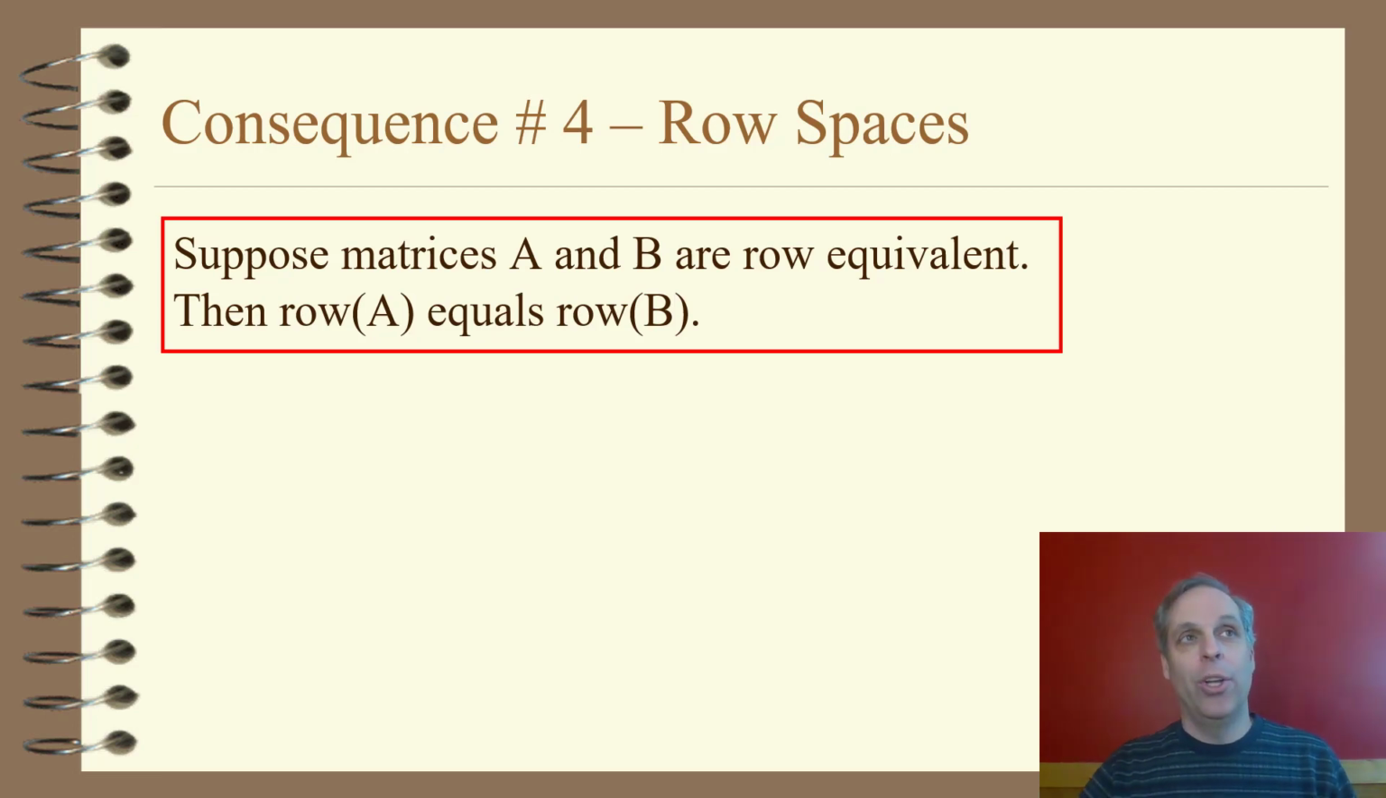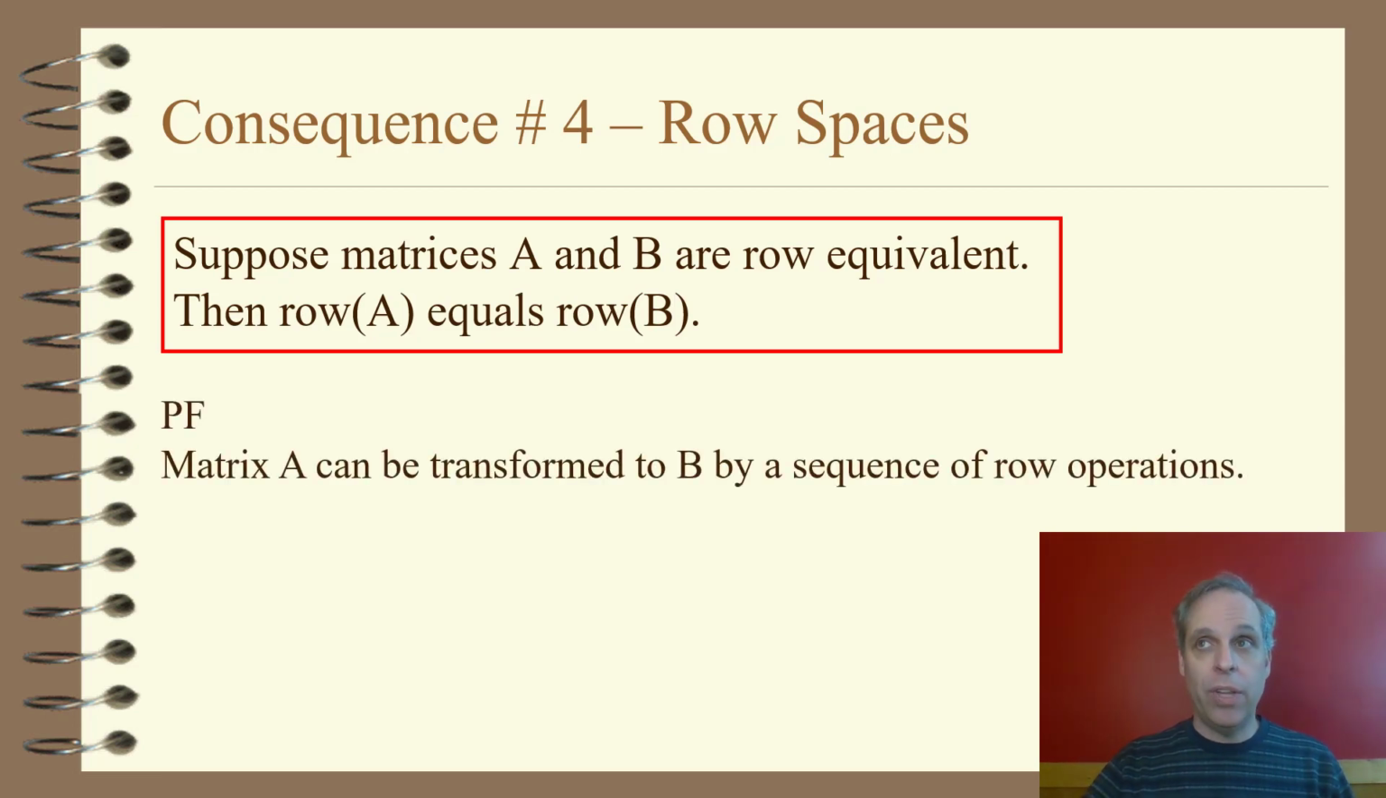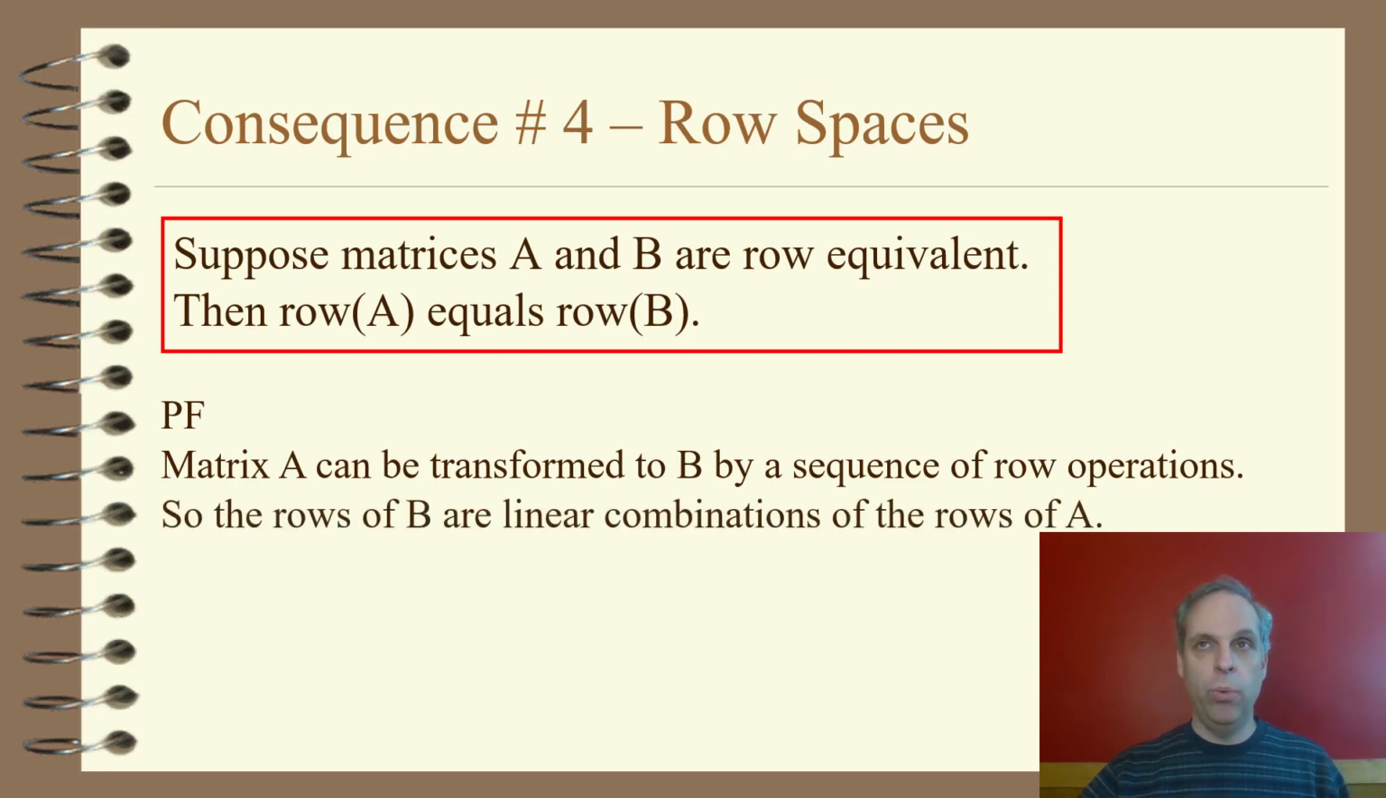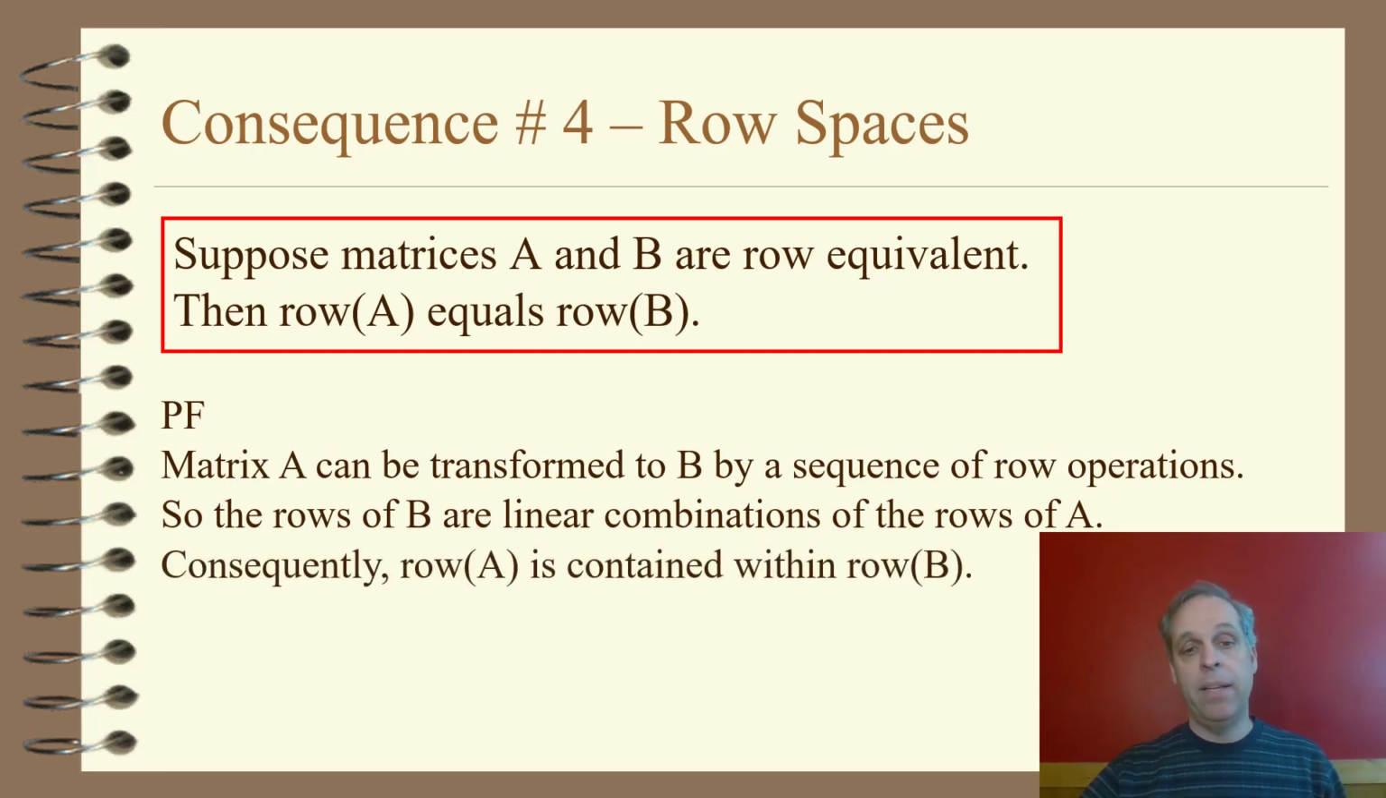So, to show why this is true, notice that if you take a matrix A that is row equivalent to B, there has to be a sequence of row operations that does it. So there's a bunch of row operations that go from A to B. But that means that the rows of B are linear combinations of rows of A. So by our consequence, the row space of B is contained within the row space of A.